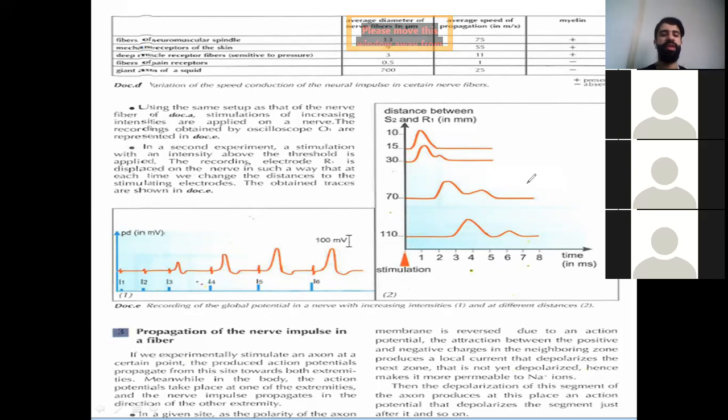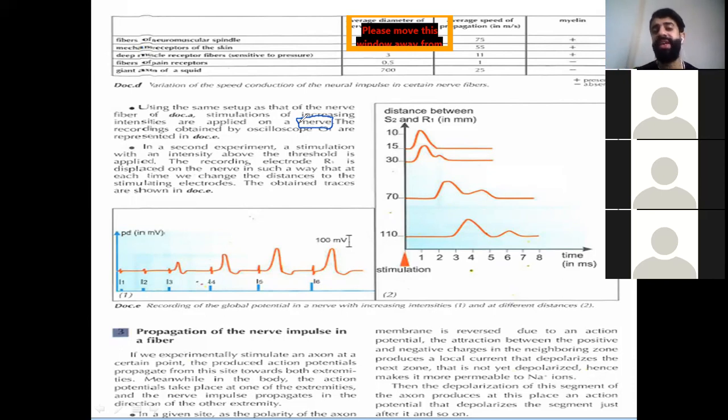Pay attention here. Are you talking about a nerve or a nerve fiber? Here they are talking about a nerve. So pay attention here: nerve. What is the difference between the nerve and the nerve fiber? Nerve fiber obeys the law of all or none. Remember this. So the nerve fiber obeys the law of all or none.